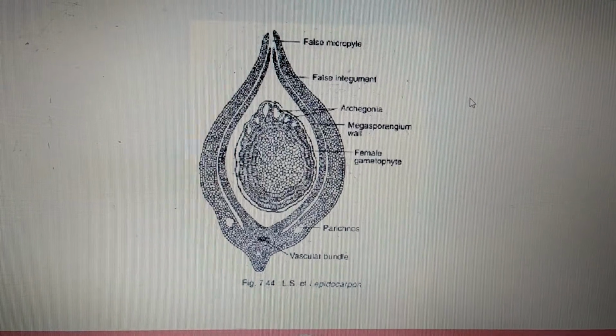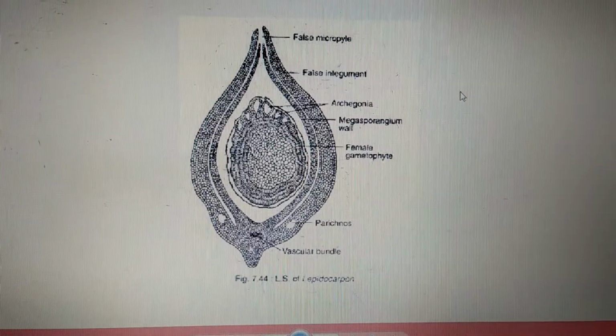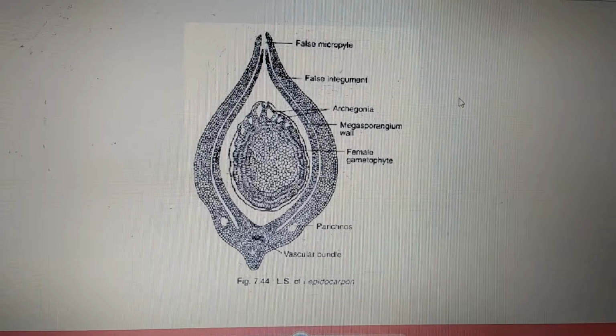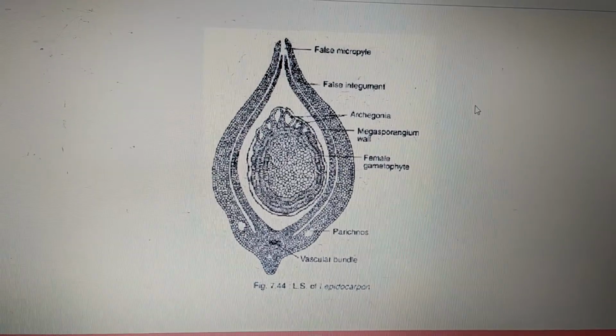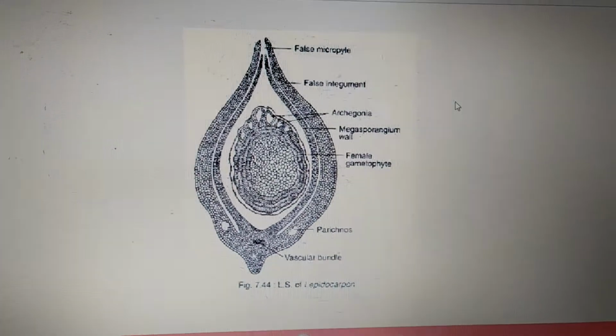Here in this part, we'll be discussing the ovule of lepidodendron. The image in front of us is the longitudinal section of a lepidocarpon. The female gametophyte of a lepidodendron is called lepidocarpon.